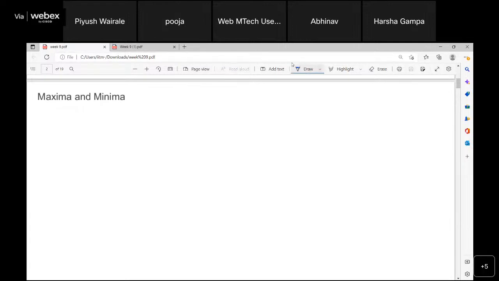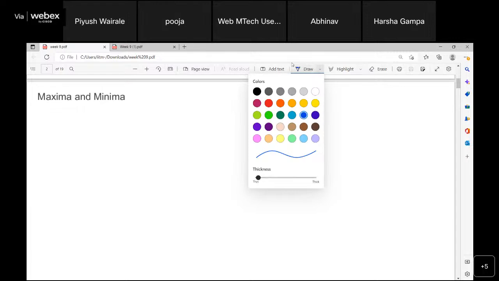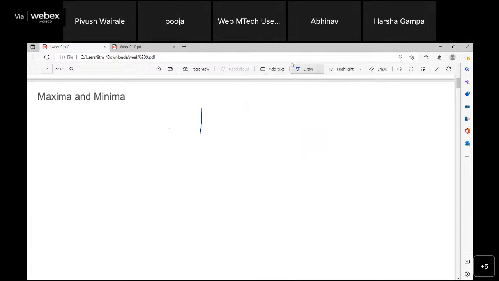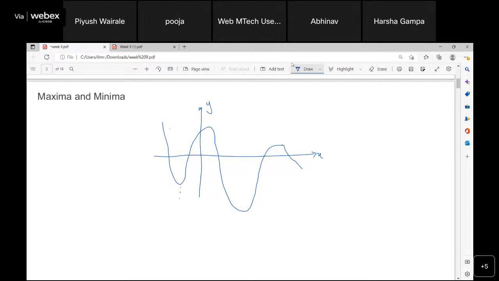Suppose this is my graph, this is my x-axis, this is my y-axis, and say this is my graph. So I can say that between this interval, my graph is decreasing, right? From this interval to this interval, I can clearly see, like this is a point, my graph is increasing, right?